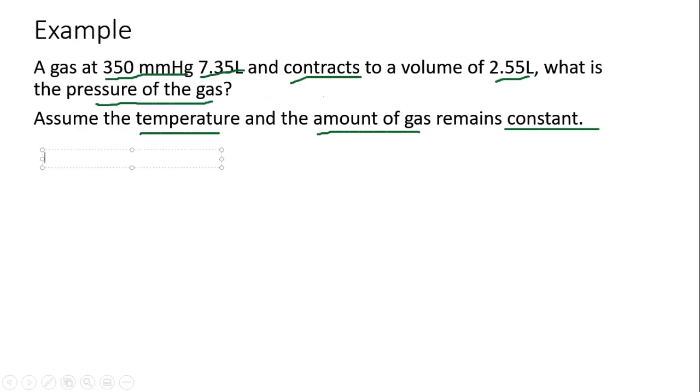So here, since pressure and volume are changing, we're going to be using Boyle's Law. So P1 V1 equals P2 V2. Now, all we have to do here is make sure that pressure and volume are in the same units on both sides. Doesn't matter what unit they are, but the same. So P1 is 350 millimeters of mercury. V1 is 3.75 liters. P2 is what we're looking for.